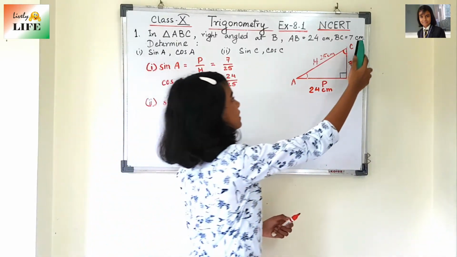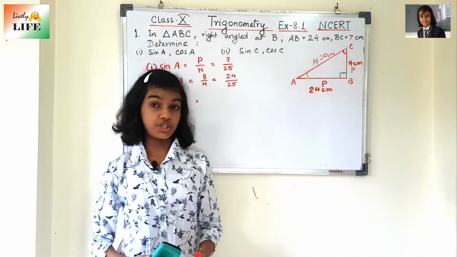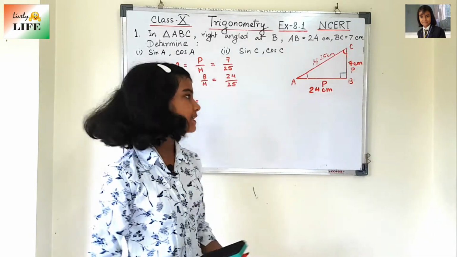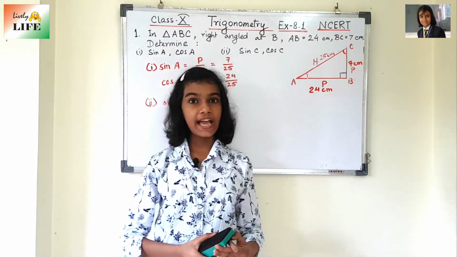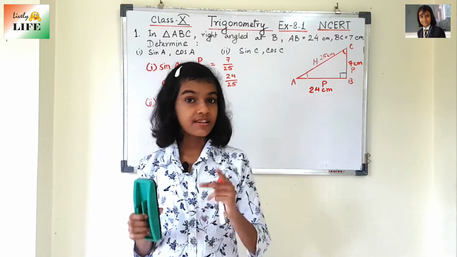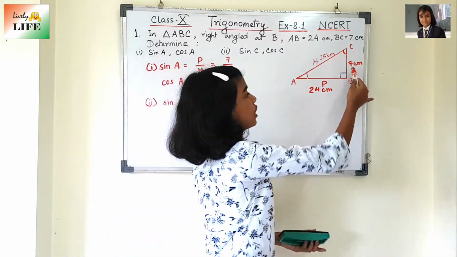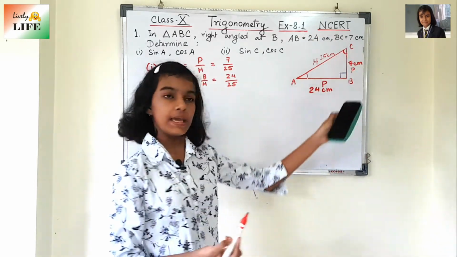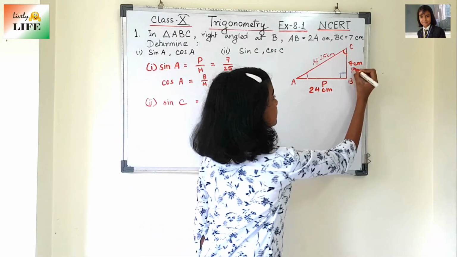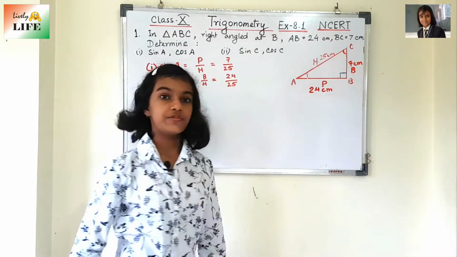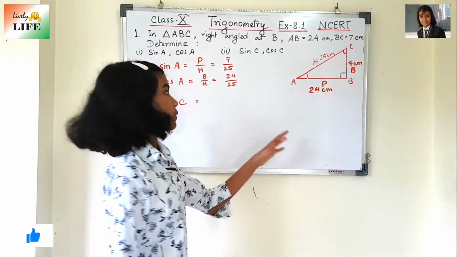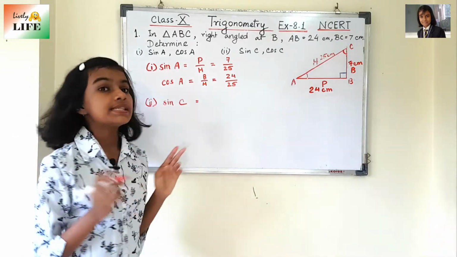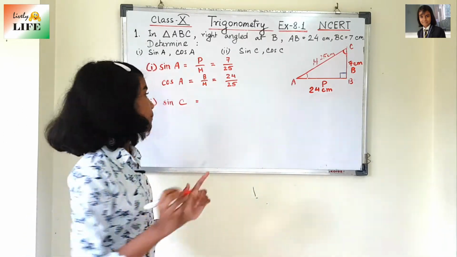And now, in respect to angle C, which is the side adjacent to angle C? It is BC, right? And what is the side adjacent to an angle known as? It is known as base. So in respect to angle C, BC is the base. It is not AB. Now we are again going to find out sine C and cos C. In sine C, what is sine? Sine is P by H, perpendicular by hypotenuse.